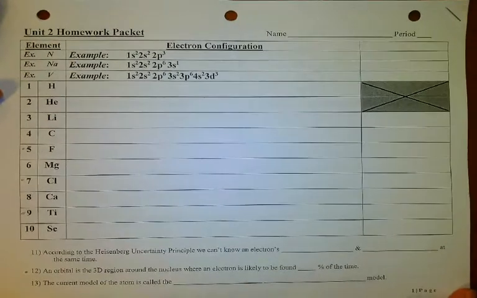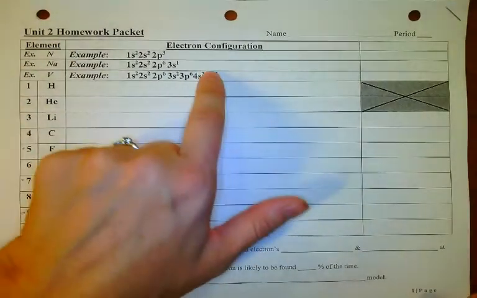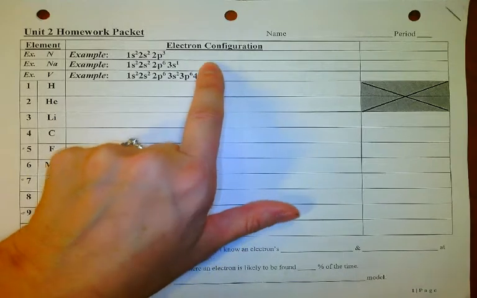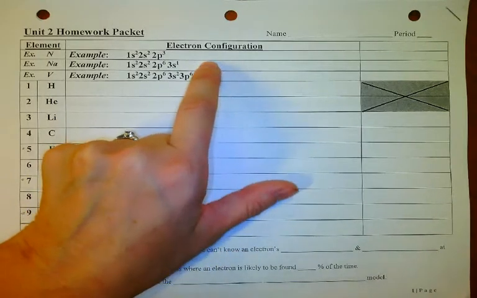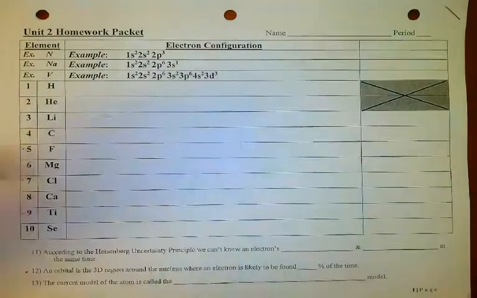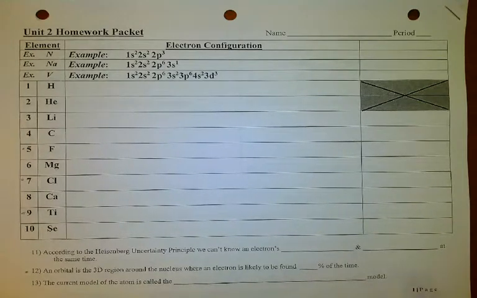We're just looking at page 1 in the homework packet today, and we're talking about electron configuration. So if you were absent, you're probably going to need to get some extra help from your teacher outside of class to understand this. Okay.